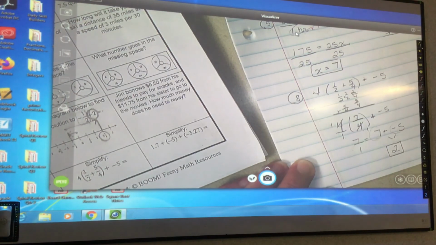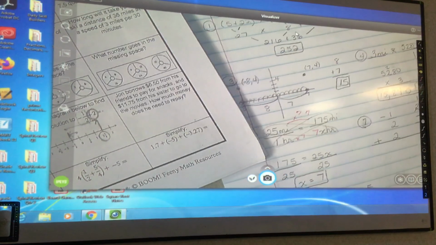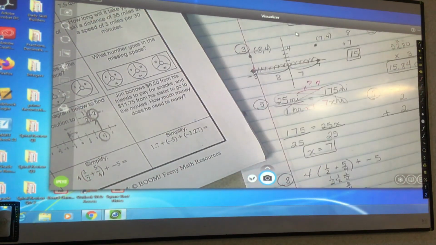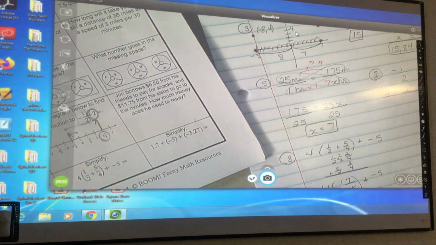Okay, at this time, you are to take 2 pictures, go to my web, go to the Bellwork, make sure it's there from the module.